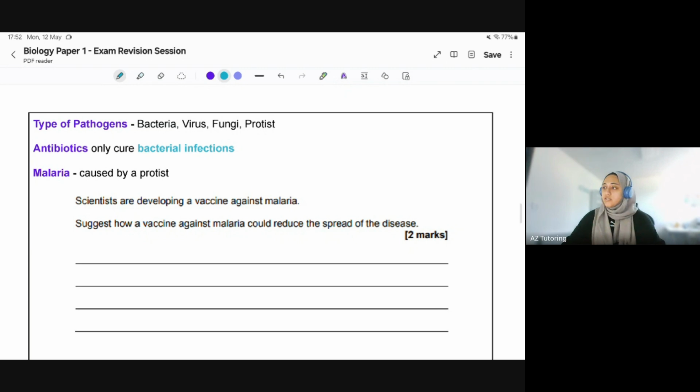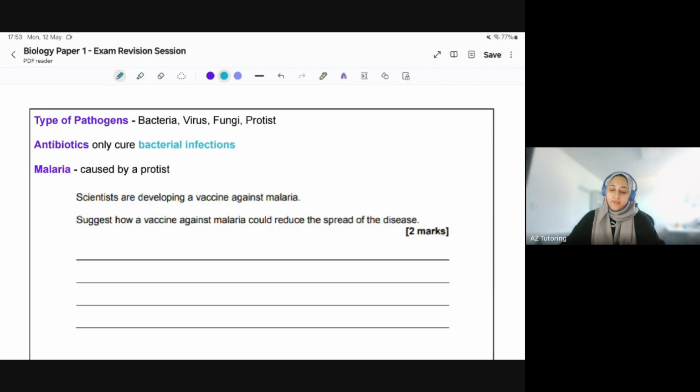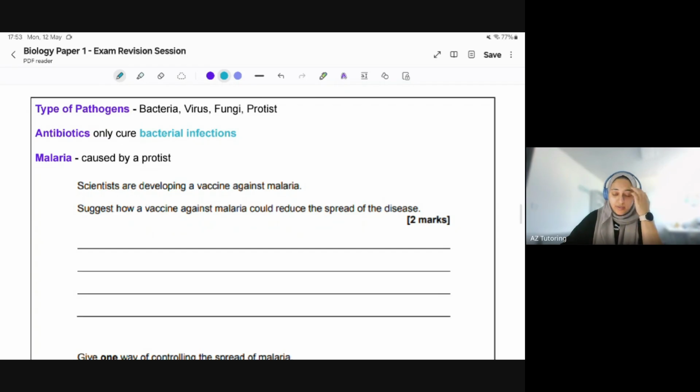Okay, let's move on to types of pathogens. It's been a while since malaria has been tested in the exam. So have a good idea of what malaria is and what it's caused by. The mosquitoes are not the actual issue. The issue is the mosquito carrying the protist. So let's go over them.